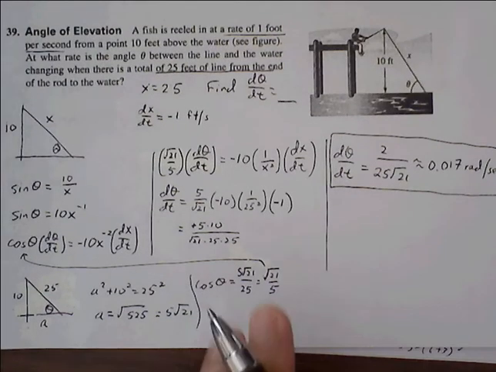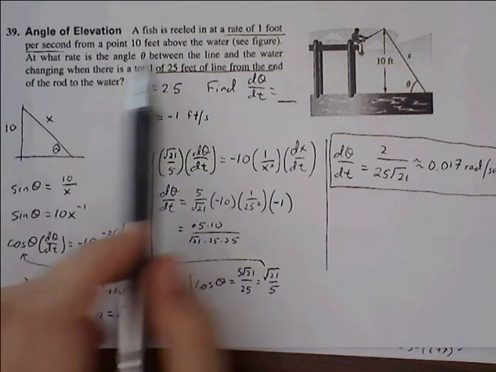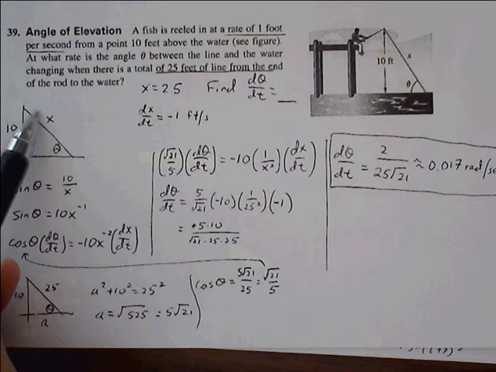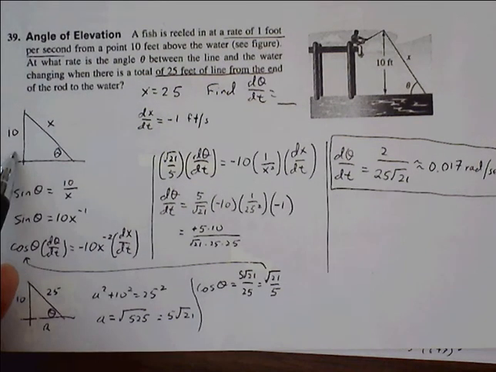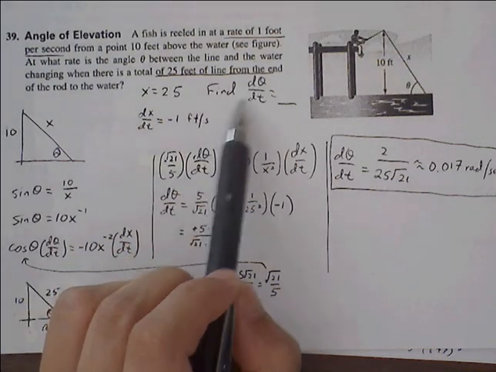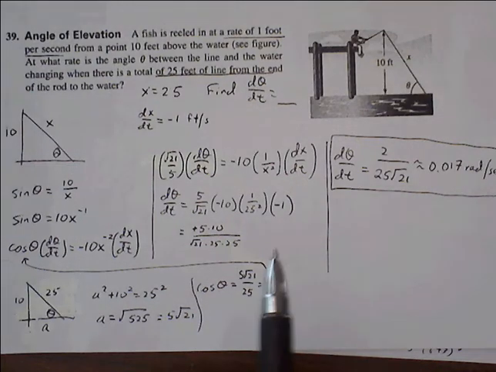39, same idea with trig. We're dealing with a right triangle as well. A fish is reeled in at a rate of 1 foot per second from a point that is 10 feet above water. At what rate is the angle theta between the line and the water changing when there's a total of 25 feet of line from the end of the rod to the water?